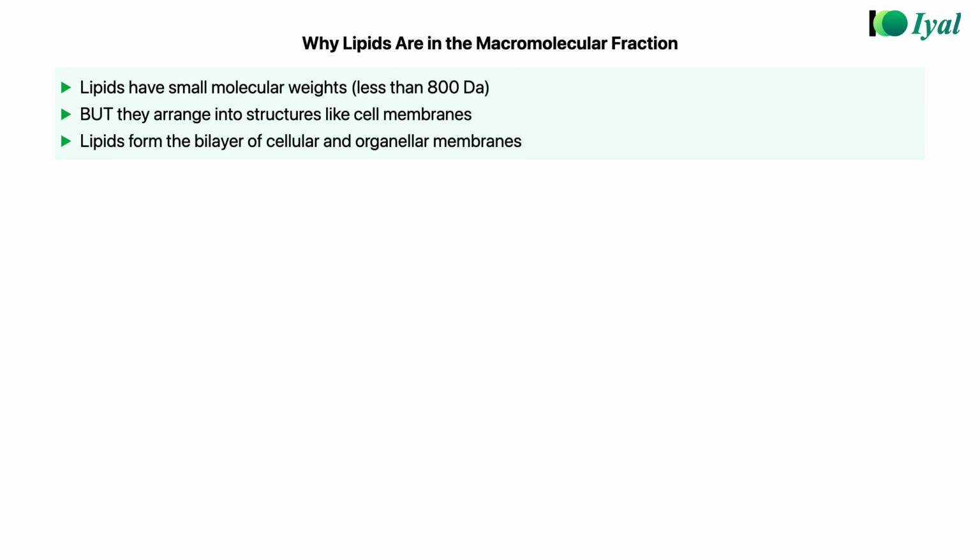Their molecular weights don't exceed 800 daltons. But here's the thing, in living tissue, lipids don't just float around individually. They organize themselves into structures. Cell membranes, for example, are made of lipids arranged in bilayers.